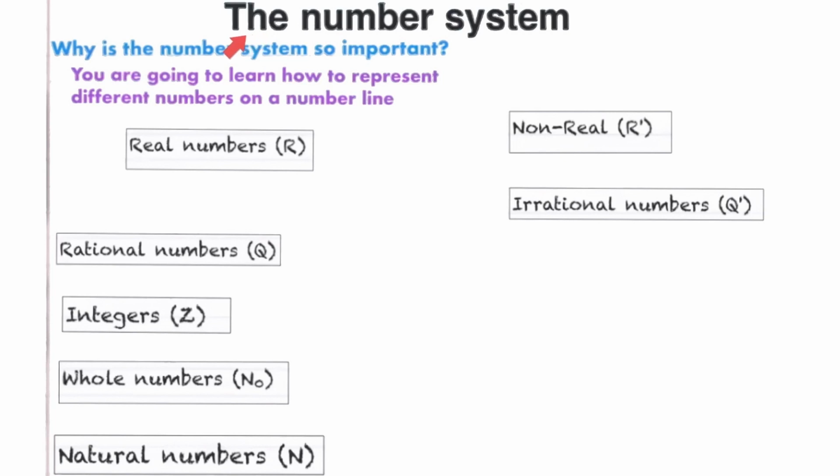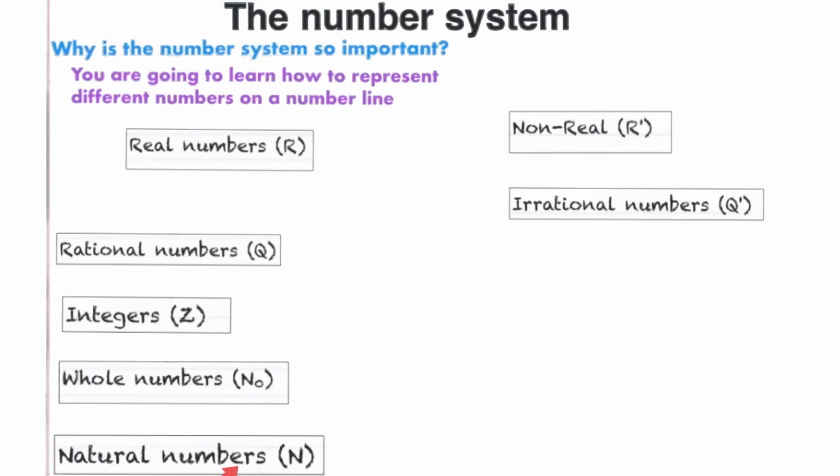Previous lesson. Today we are going to look at the number system. Now, why is the number system so important? Well, because it basically teaches us to uniquely categorize numbers, and we are going to learn how to represent these different numbers on a number line. Now let's start with natural numbers.